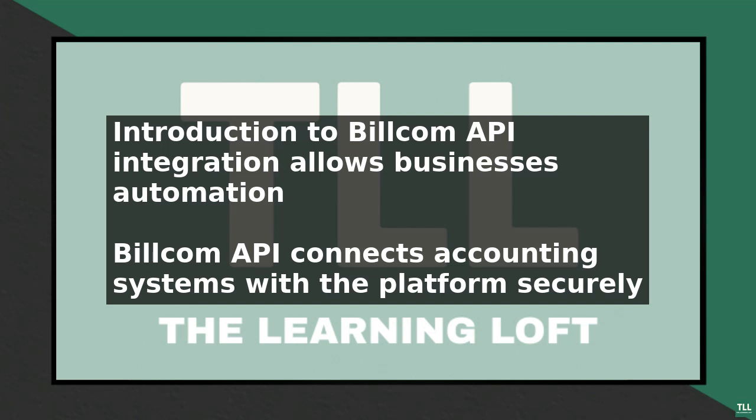Step 1. Prepare your Billcom account. To integrate the Billcom API, you need to have a Billcom account and obtain an API key. Log into your Billcom account and navigate to the Settings menu to generate an API key. This key will be used to authenticate your API requests.